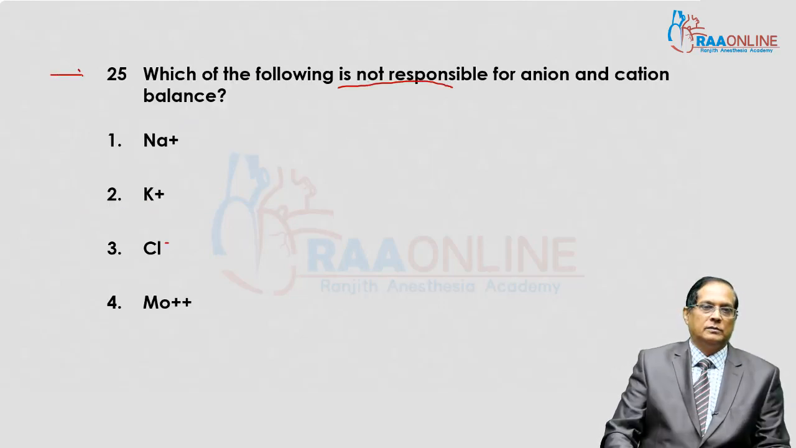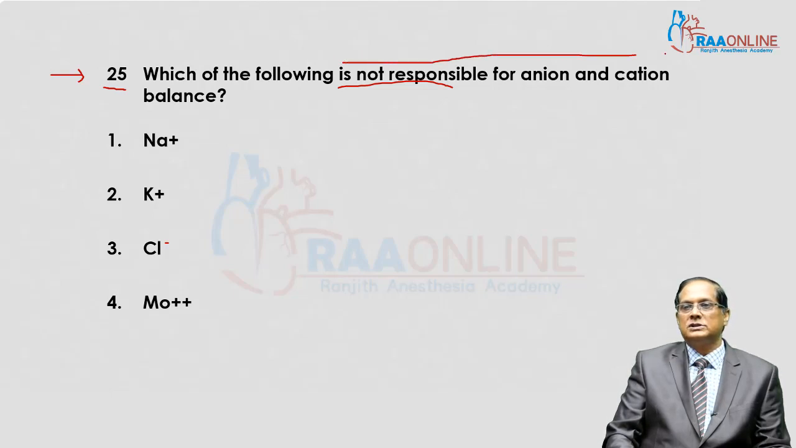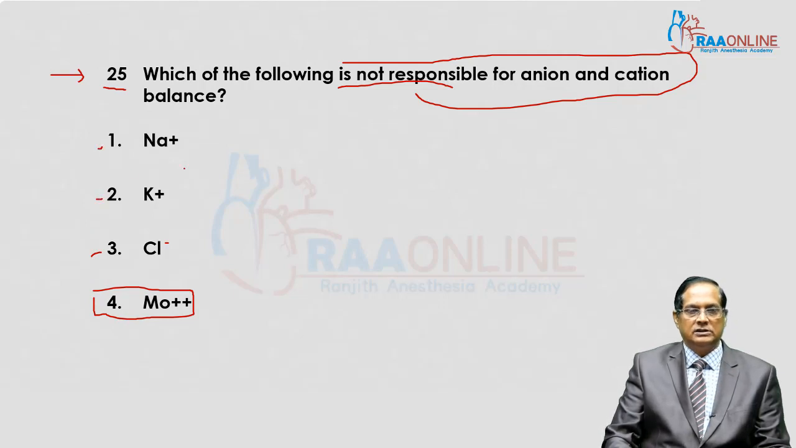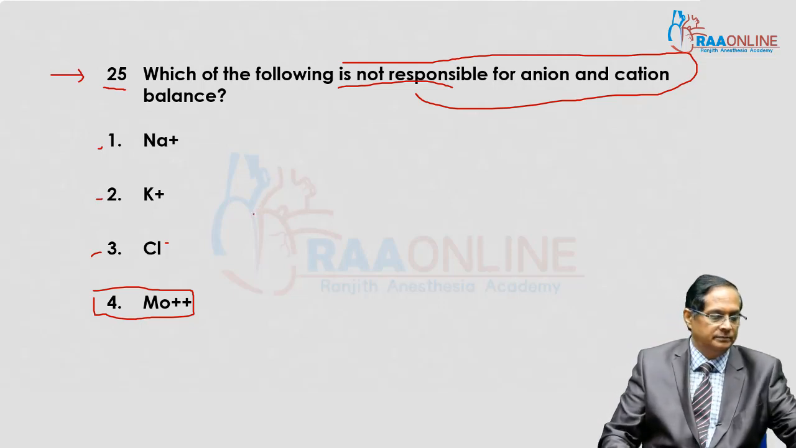Come to question number 25. Which of the following is not responsible for anion-cation balance? In that case, my answer is molybdenum. Chlorine is needed, potassium is needed, sodium is needed. These are all required for the anion-cation balance, but not molybdenum.